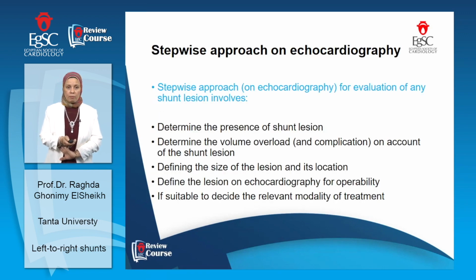Stepwise approach for echo in the diagnosis of intracardiac shunt starts step by step from the subcostal view, from assessment of cardiac situs, then to determine which type of shunt we have, what is the effect of this shunt on the hemodynamics of the heart, which chamber is dilated, what about the pulmonary flow, what about the aortic flow, and if there is other congenital anomaly present with this intracardiac shunt. So we put the final decision if this shunt is suitable for transcatheter or for surgical or for follow-up and so on.